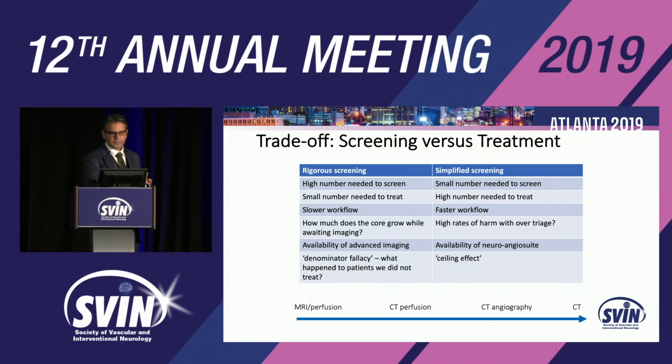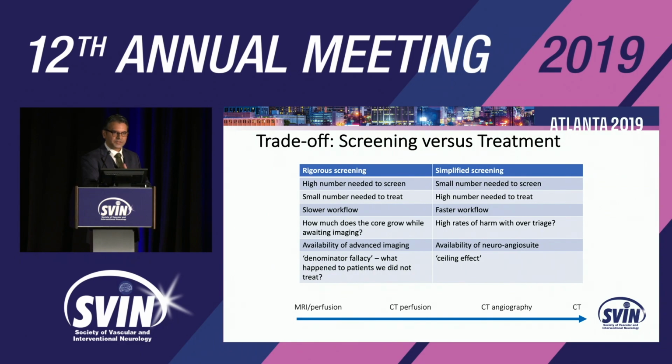The way you can think about this problem is that you can take an approach that involves very rigorous screening with advanced imaging, such as MRI or CT perfusion, or you can take a more simplified screening paradigm. There are advantages and disadvantages to the two approaches. If you're very rigorous with your screening, you need more patients to screen. The number needed to treat will be lower. The workflow is slower as you add imaging steps to your paradigm.